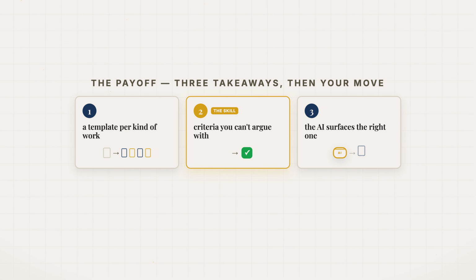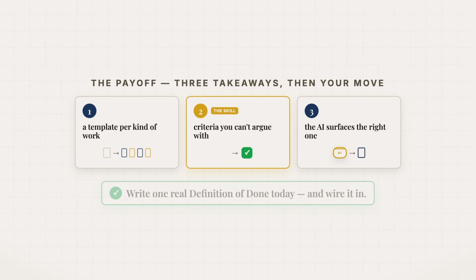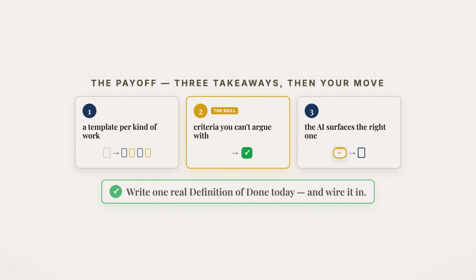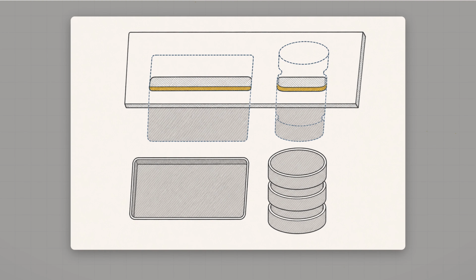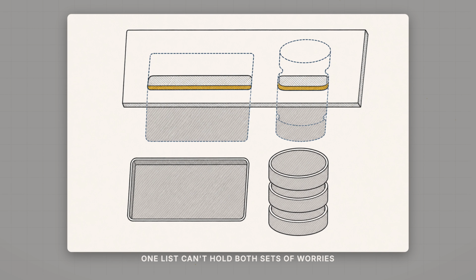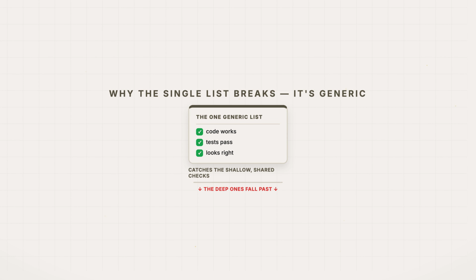And then the move that makes it stick. The one rule you hand the AI so the right checklist shows up at the start of every feature instead of you trying to remember which one to use. By the end, you'll be able to write one real, reusable definition of done today for the kind of work you build most and wire it straight into how you work. Let's start with why the single list breaks, because once you see it, you can't unsee it.